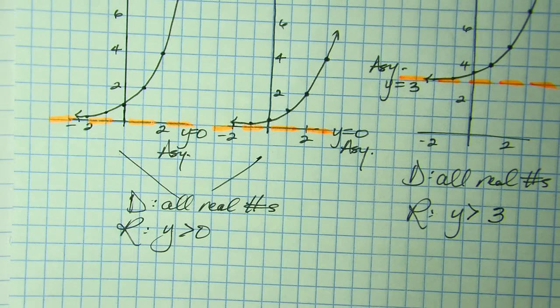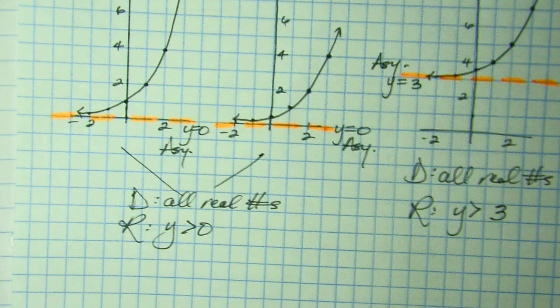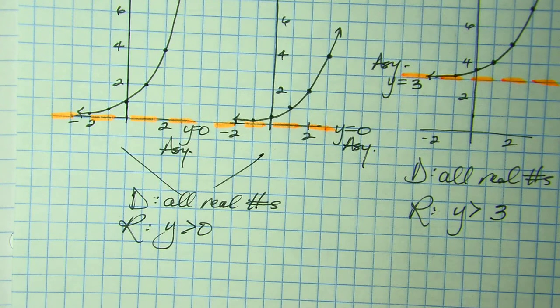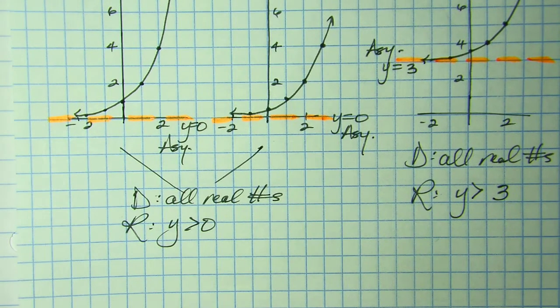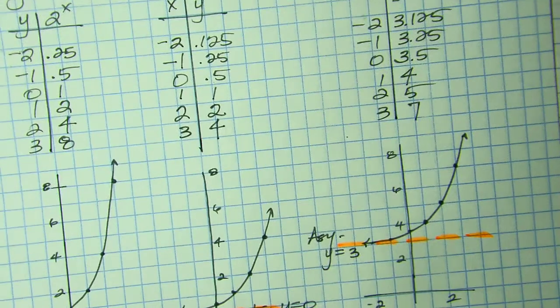Okay, moving on to part D. D says use a graphing calculator and describe the graphs. Well, we have Desmos. And I'm going to skip it because you can enter it on Desmos and describe it. I'm going to move on to the last part of this section, which is compound interest formula.